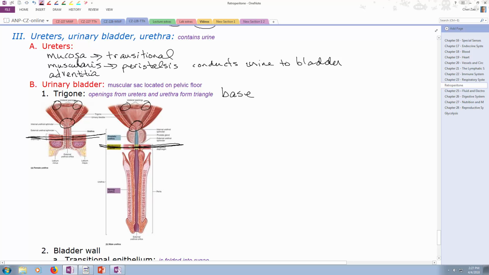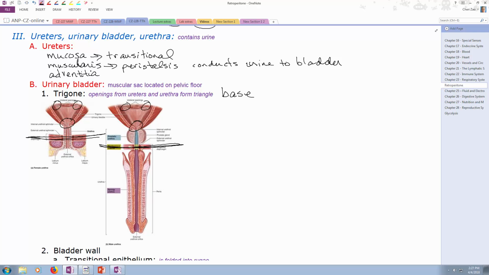I do recommend, if you haven't already done this, open up your cat's bladder and see if you can identify the cat's trigone area. It'll be obviously much smaller than we have with the human, but still identifiable, especially if you follow the ureters and see where they insert into the bladder, and then also the urethra. You should be able to actually see that.